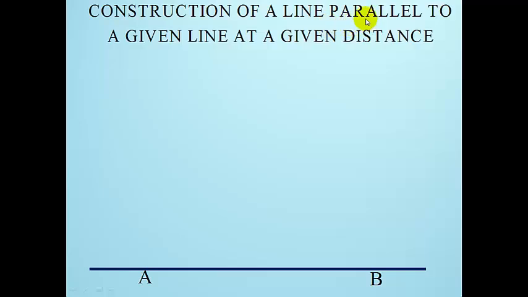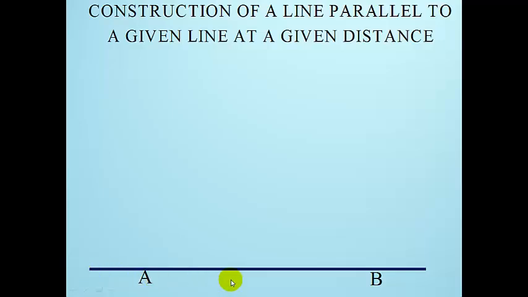Construction of a line parallel to a given line at a given distance. How do we construct a line parallel to a given line at a given distance? When we talk of parallel lines, we mean lines that do not meet at any point. So how do we construct a line parallel to a given line at a given distance?